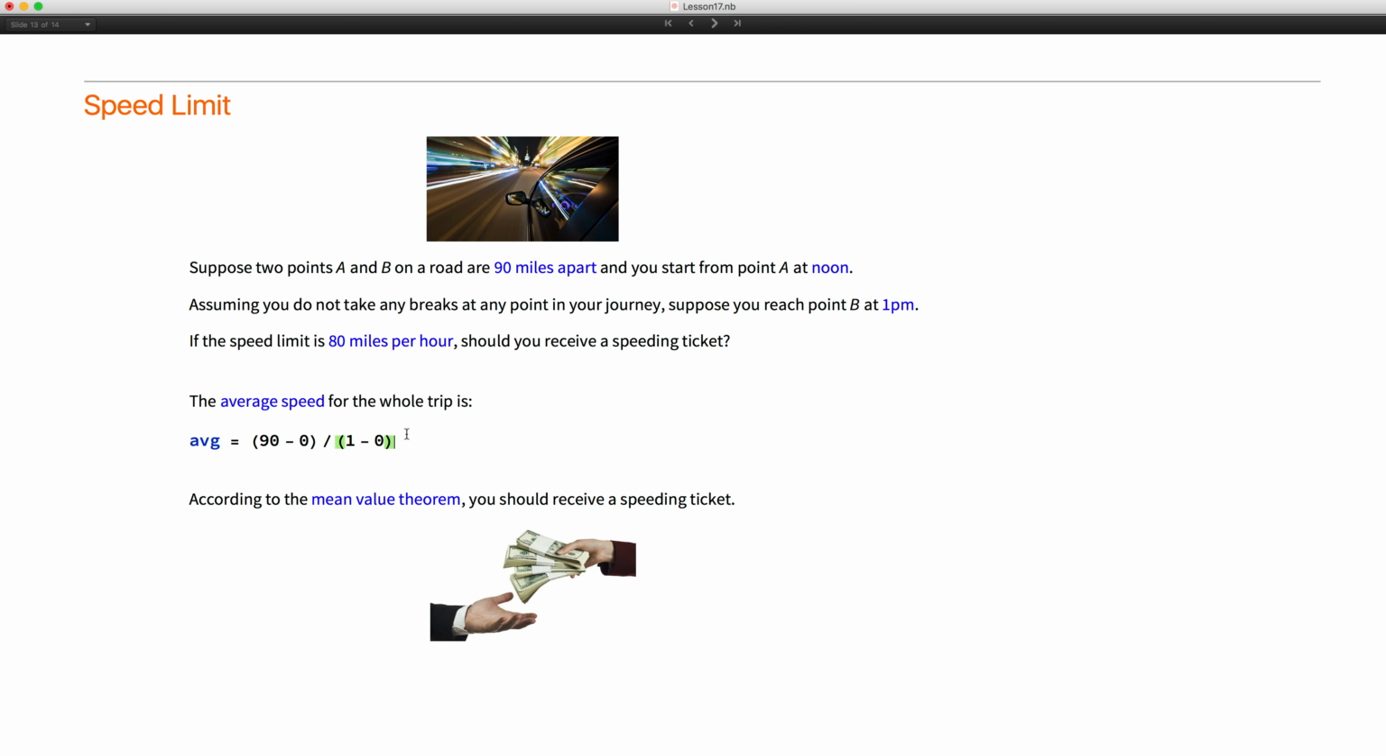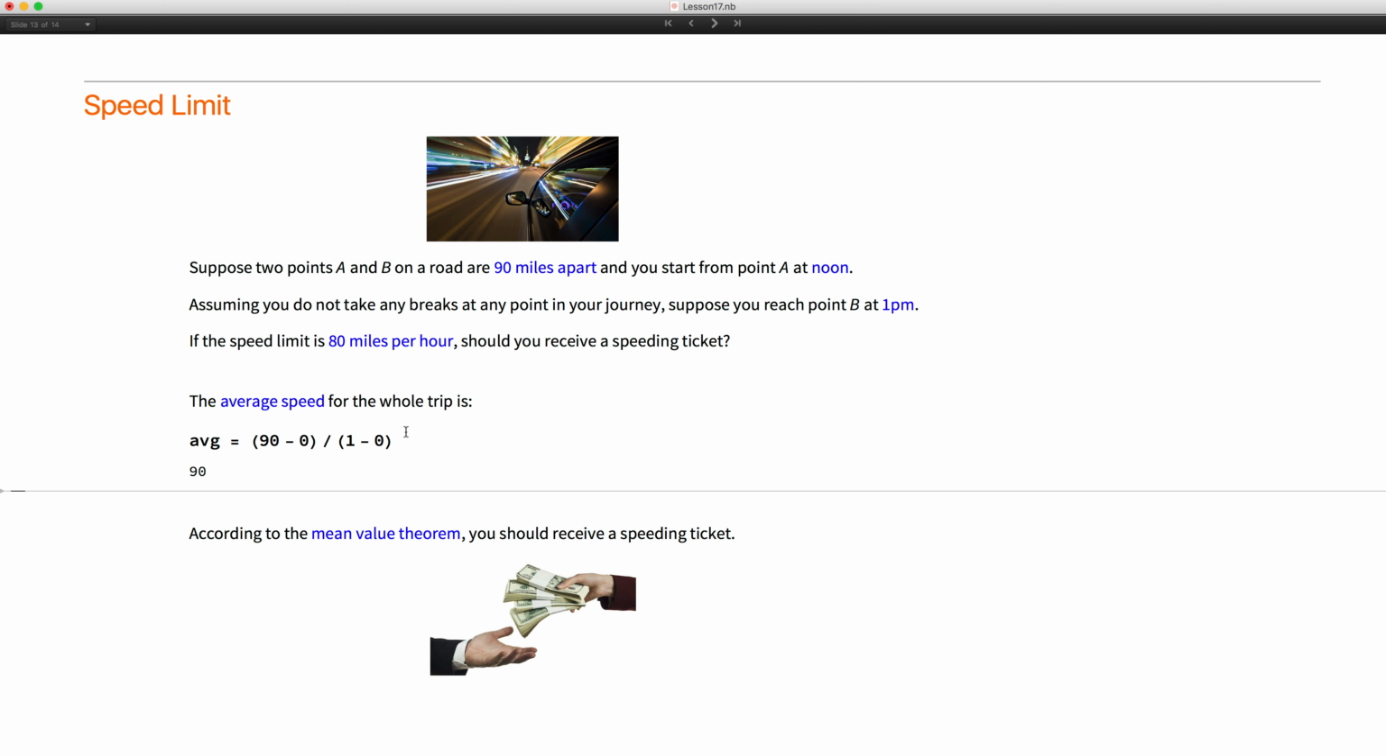Well, here's the average speed for the whole trip. It's 90. So if you apply the mean value theorem, at some point you must surely have crossed the speed limit of 80 miles per hour. So certainly you should receive a speeding ticket, and it's going to cost you some money.